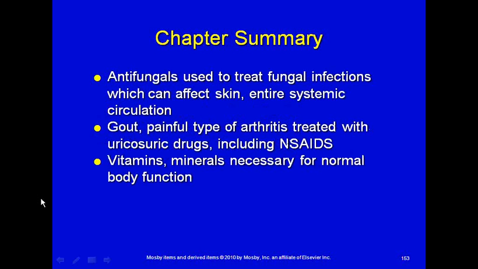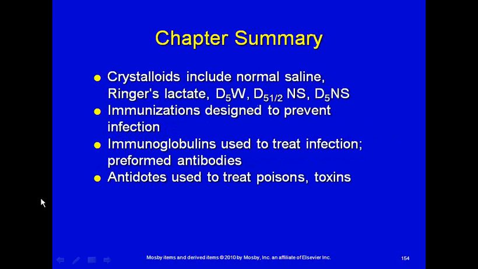Gout is an extremely painful type of arthritis as a result of an increase of uric acid, and so there are uricosuric drugs, including NSAIDs, that are used to treat the production of uric acid as well as the relief of pain associated with gout. Vitamins and minerals are necessary for normal body function. We often don't get enough, so we may have to take over-the-counter vitamin and mineral supplements.